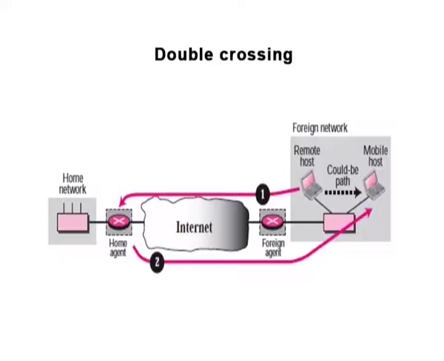Double crossing. According to the figure, double crossing occurs when a remote host communicates with the mobile host that has moved to the same network as the remote host. When the mobile host sends a packet to the remote host, there is no inefficiency. The communication is local. However, when the remote host sends a packet to the mobile host, the packet crosses the internet twice. Since a computer usually communicates with other local computers, the inefficiency from double crossing is significant.